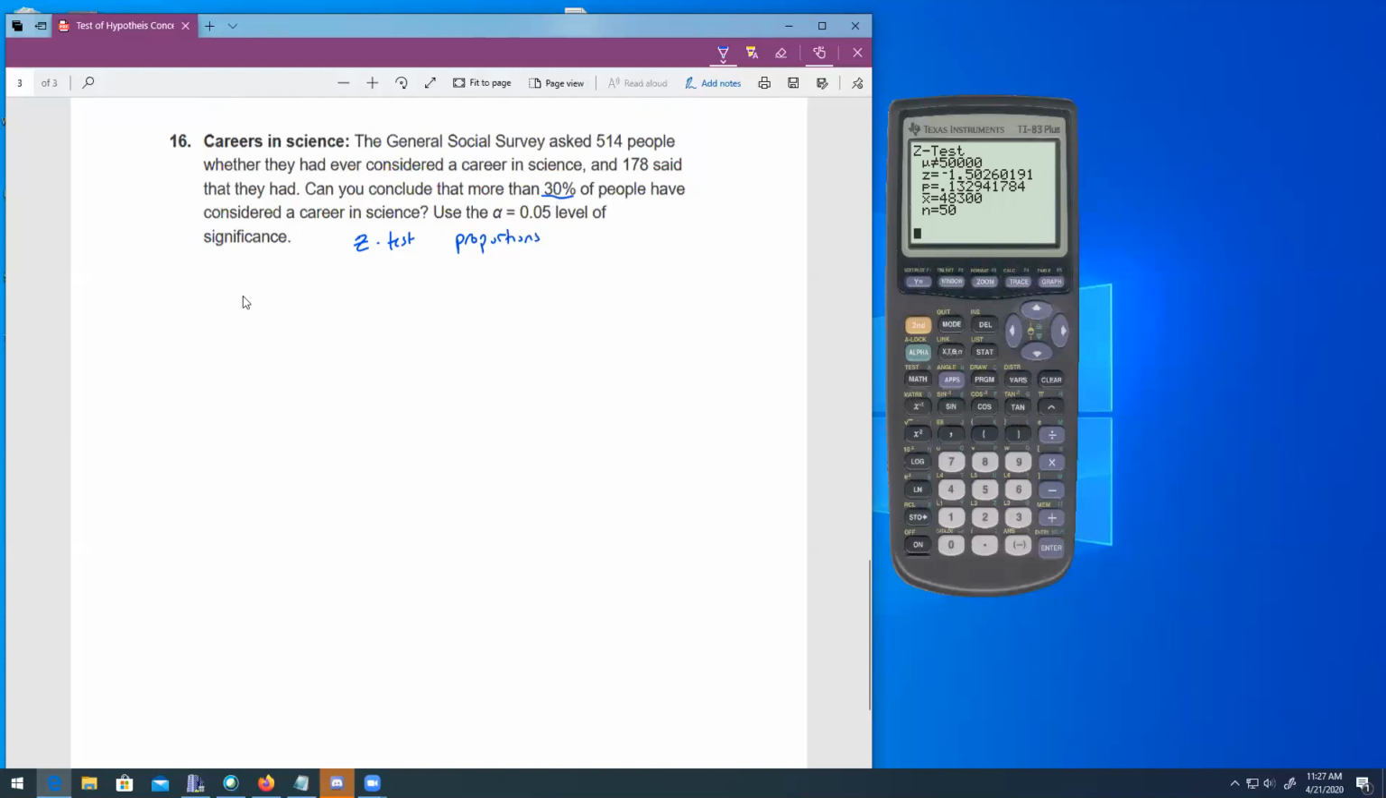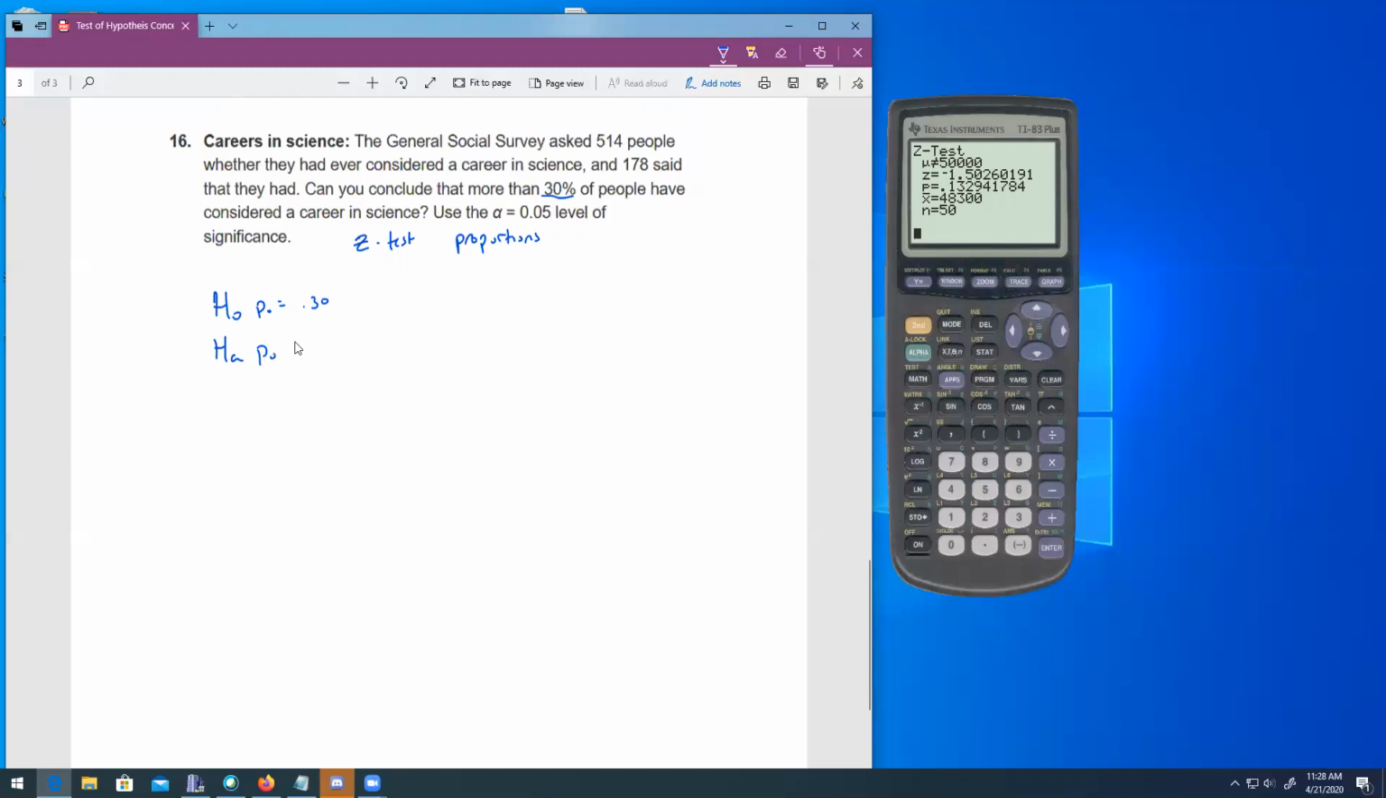Okay, so again, our H0, our HA, what are we comparing this to? They don't have a historical value, they just said, can you conclude more than 30 people had? I don't know where they plucked their 30% out of, but whatever. Okay, so we're going to say P0 is equal to 0.30. You have to change those percents into a decimal, otherwise you're going to get interesting results. They're not going to be right.